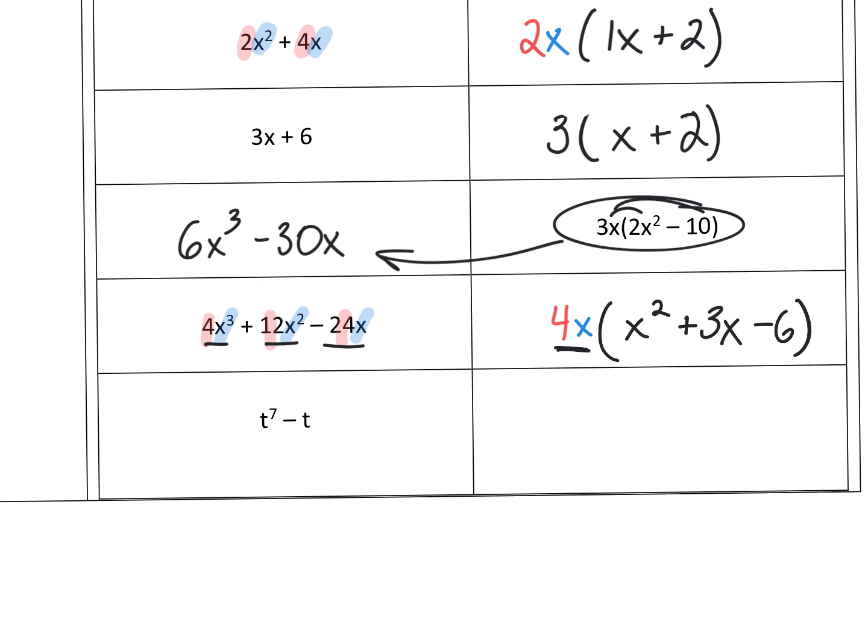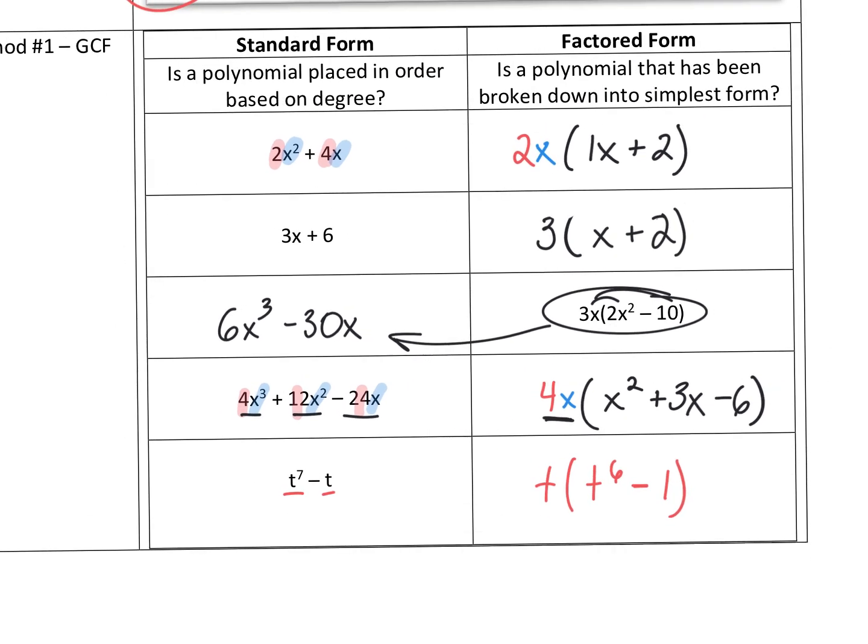Okay, and then the last one, t to the 7th minus t. Both of those have a t. When you take that out, t to the 6th and minus 1. Okay, there we have it. That's how we take out a GCF. So that's the first thing we always, always, always check for.